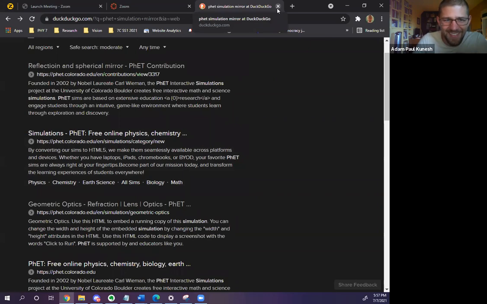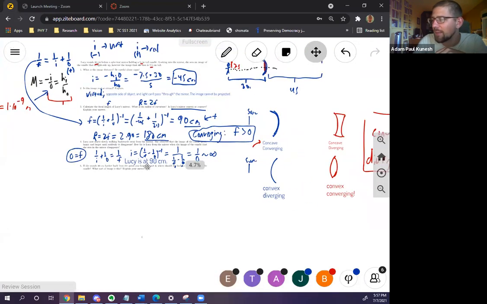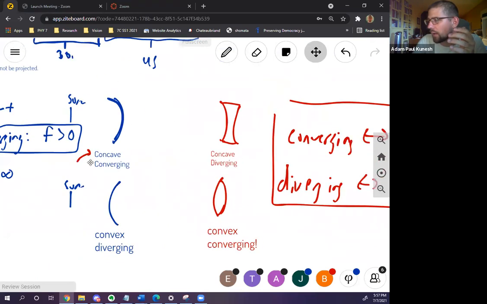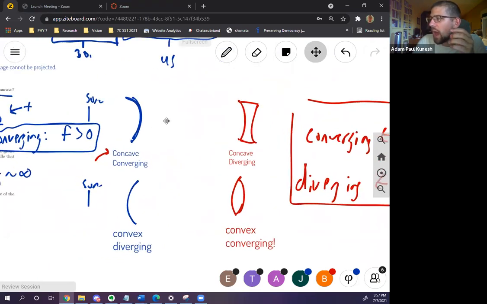How's that? So the idea is basically that for a converging mirror or a concave mirror, as I go from the inside of the focal length, where I'm getting that virtual image, so if I'm inside the focal length, if my source is inside the focal length, or closer than the focal length.